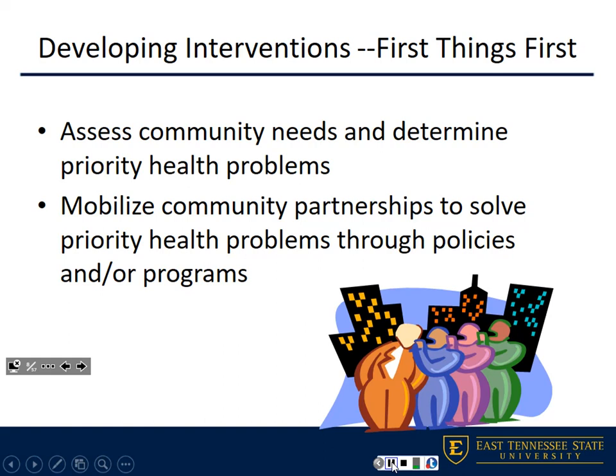So again, keep that in mind because program planning should start before we even talk about what problem we want to address, what program we want to develop. We should be doing two important things. We should be assessing the needs of our community to determine what the priority health problems are, and then we should be mobilizing community partnerships, like Ms. Weber discussed, to help solve those priority health problems through policies and programs.